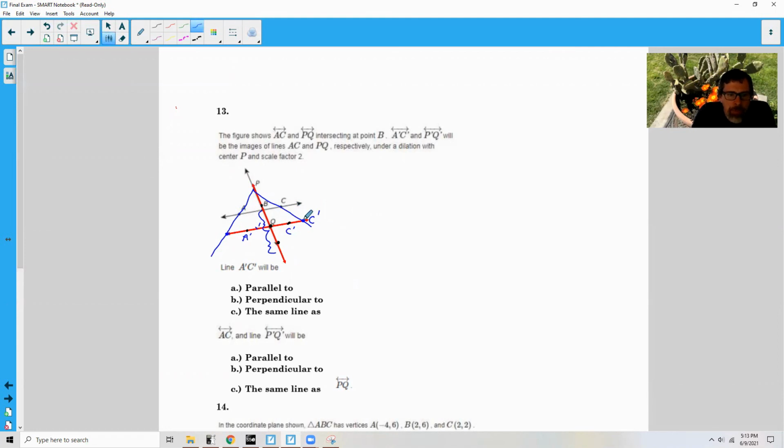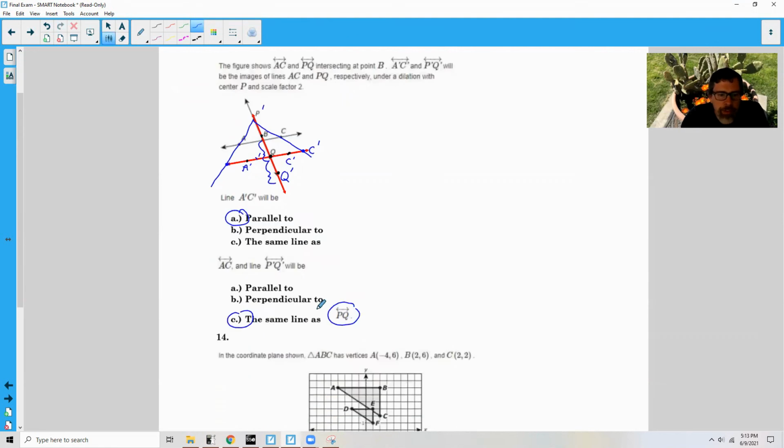And then line A prime C prime will be parallel to the original line. So if you're moving this line away from P, the image will be parallel to the pre-image. So line A prime C prime will be parallel to AC, comma, and line P prime Q prime. So now this is P prime, it stays right where it is. This is now Q prime down here. It's still on that same line because its trajectory is that line. So line P prime Q prime will be the same line as PQ. So it's C. All righty, number 14.